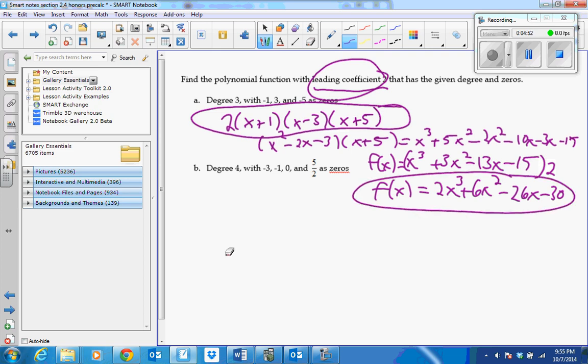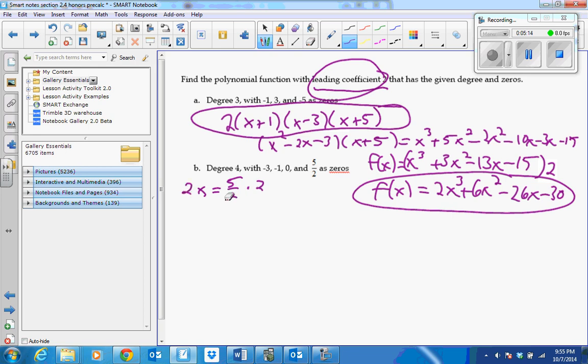And then this last one, we want a degree 4 that has roots of -3, -1, 0, and 5 halves. Now let's look at this 5 halves. If we know that x equals 5 halves, what is the factor going to look like that goes with that? And I want you to think backwards. If we had been solving for x, what would be the last thing that we had done? Last thing we would have done is divide by 2.